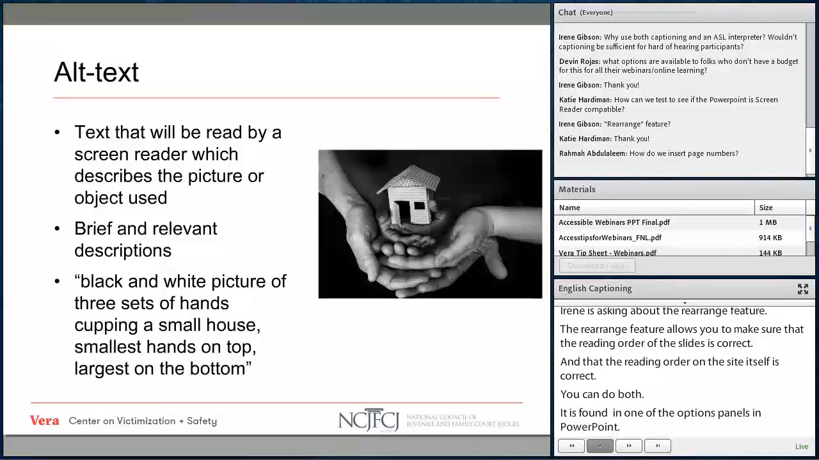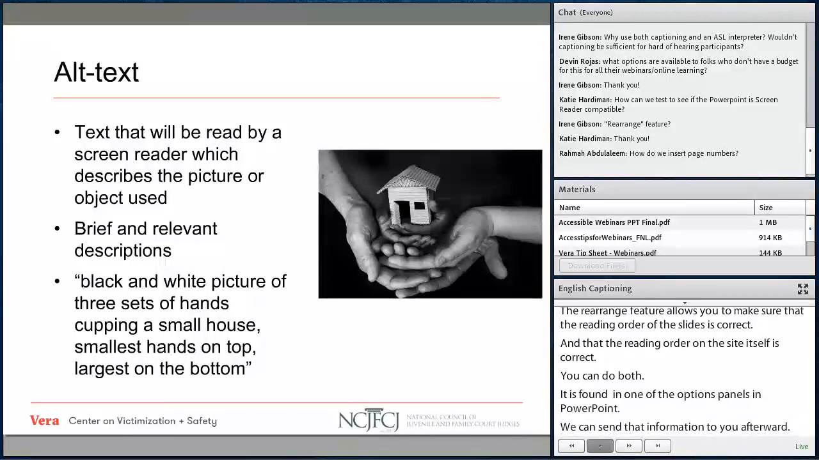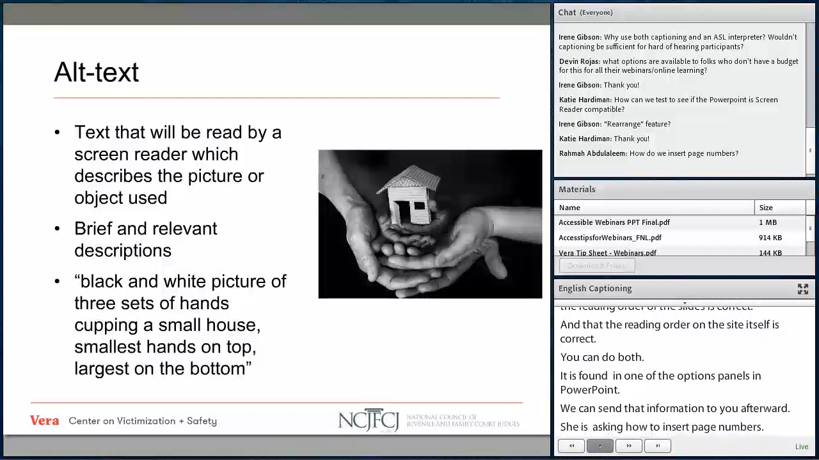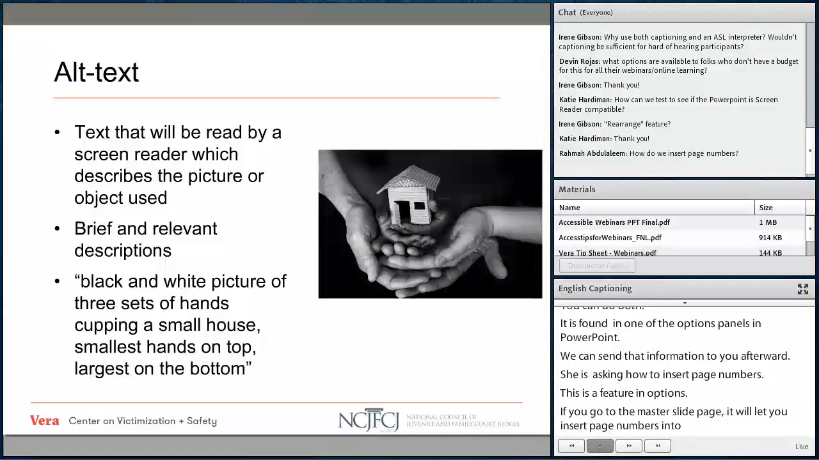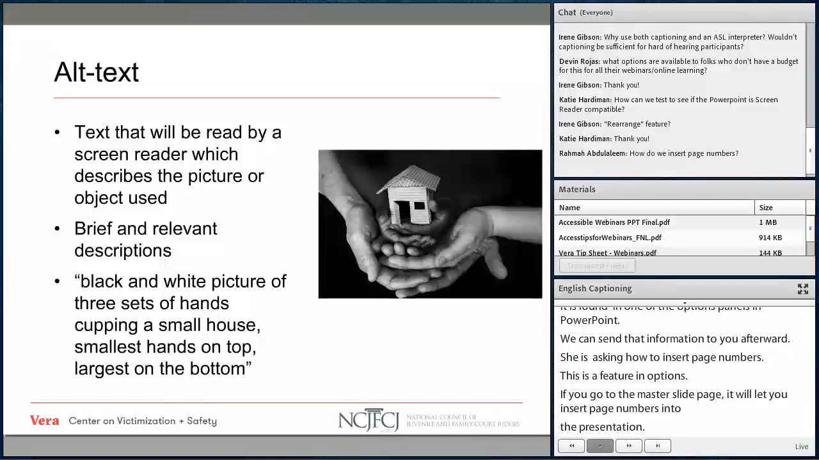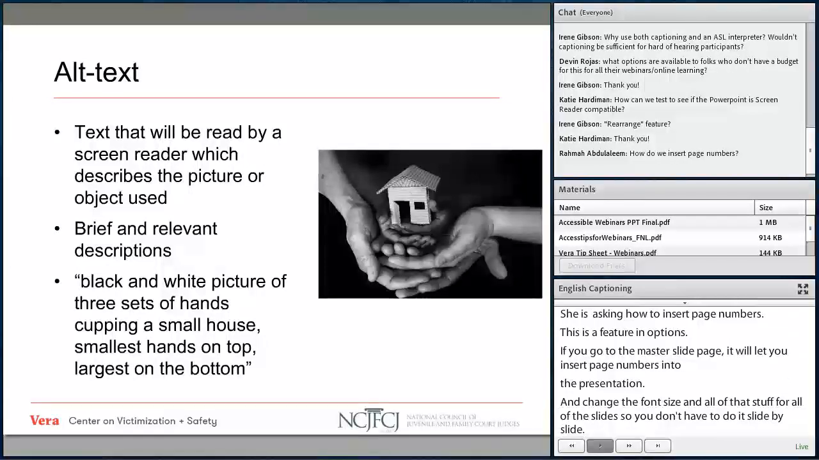Rama is asking, how do we insert page numbers? So again, this is one of the features in your options. If you go to your master slide page, it will let you insert page numbers into your presentation and change the font size and all of that good stuff for all of your slides so that you don't have to do it by slide. So again, that's something that we can send you afterwards if you want a further breakdown of a how-to.